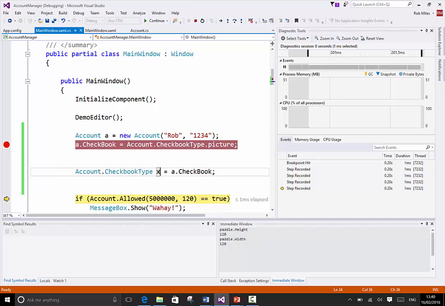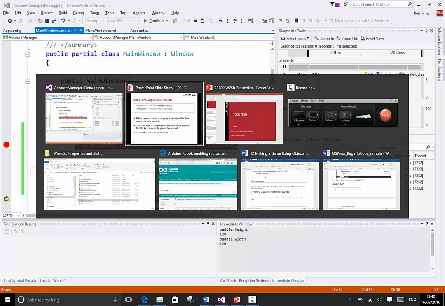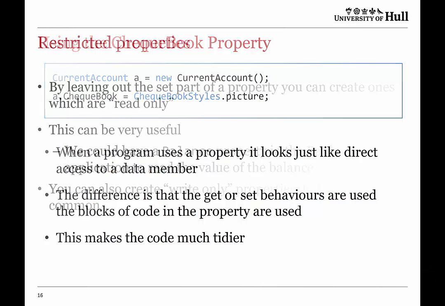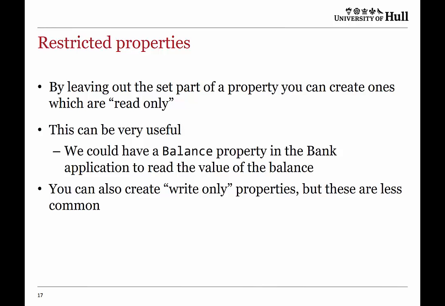Okay, so it's easier than getting set, but that's about it, really. The nice thing about it, well, the code's tidier, and I quite like that. If you want to, you can leave out the set part, so you can provide just a get behavior. And so you've got read-only properties which you can look at but you can't change. That's fine. I could put a balance property in the account, so rather than calling get balance, I will go rob.balance and get the balance straight out of it.